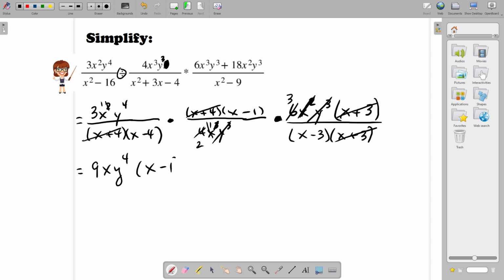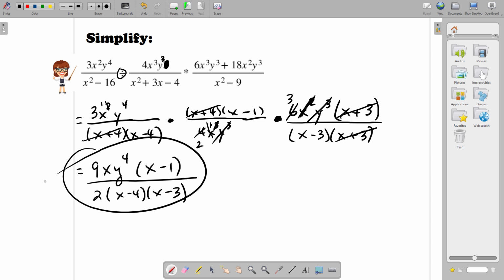And the x minus 1. Okay, so I had 3 and x minus 1 and 3 left. On the bottom, I've got a 2. Everything else there divided out. I have an x minus 4 and an x minus 3. So we're left with 9xy to the 4th times x minus 1, and on the denominator 2 times x minus 4 times x minus 3. So that ends up being our answer.